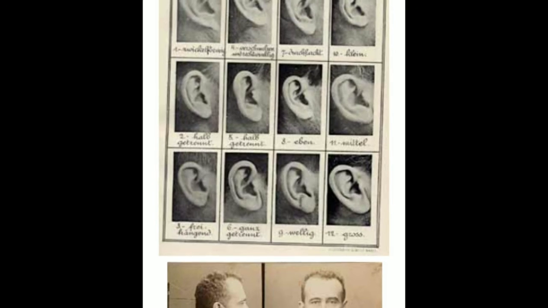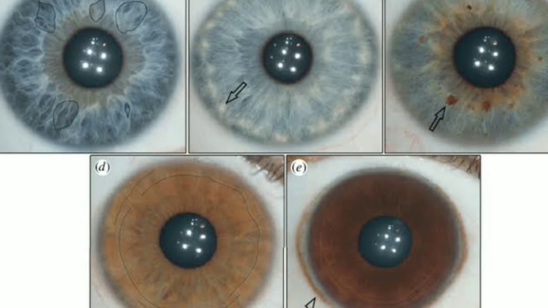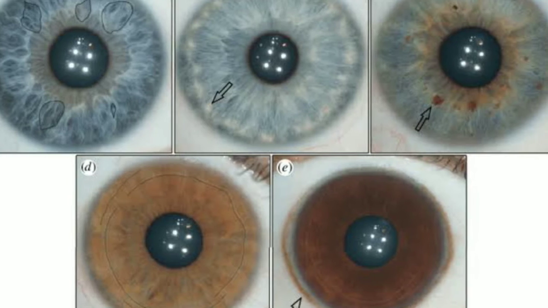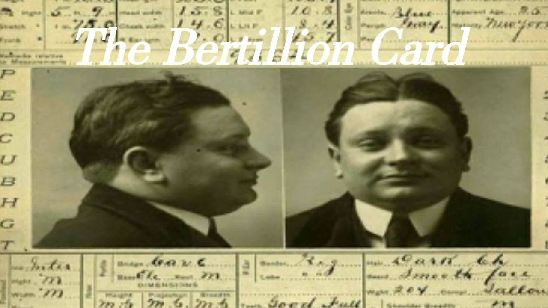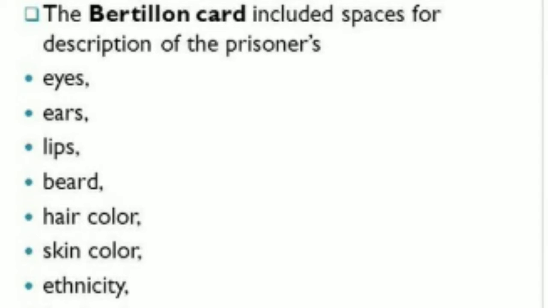Bertillon included these two photographs of Al Capone, one face on and one in profile. Bertillon also includes the different sizes of ears, size and color of the eyes, eyebrows, and other facial features to accurately identify a person or persons. The Bertillon card included also spaces for descriptions of the prisoners. Examples are eyes, ears, lips, beard, hair color, skin color, ethnicity, forehead, nose, chin, etc.